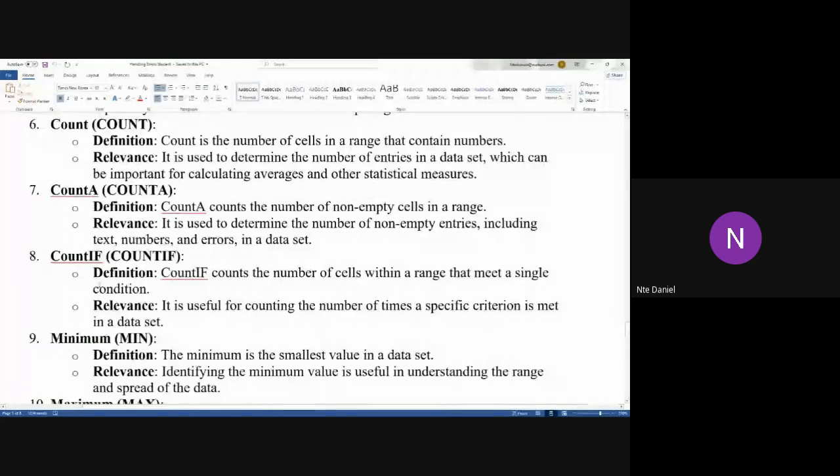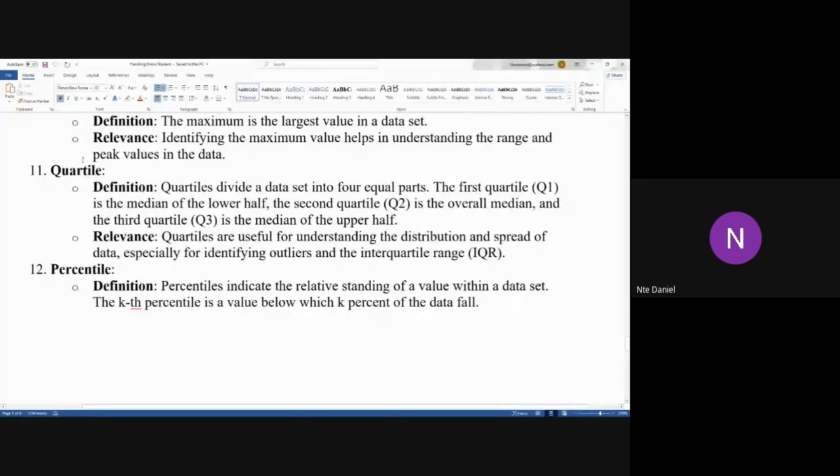You have the count if, the minimum, the max, the quartile. You can see here, the quartile divides a data set into 4 equal parts. The first quartile, Q1, is the median of the lower half. The second quartile, Q2, is the overall median. And the third quartile, Q3, is the median of the upper half. What is the relevance? Quartiles are useful for understanding the distribution and spread of data, especially for identifying outliers and the interquartile range.